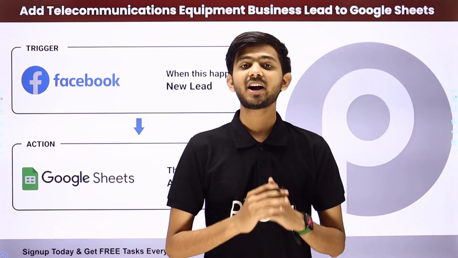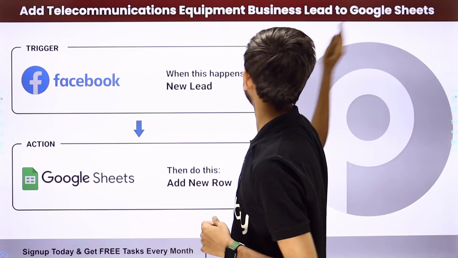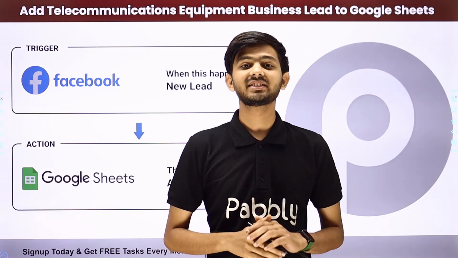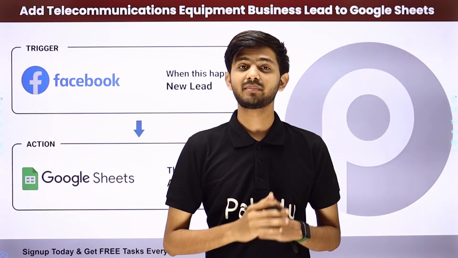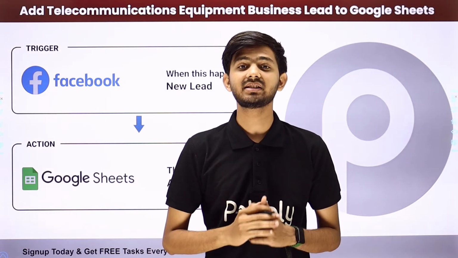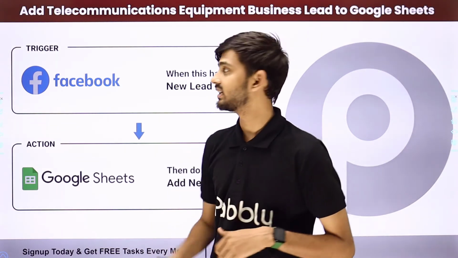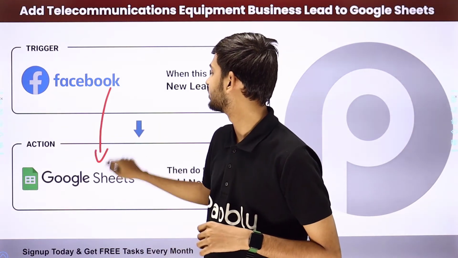Hello everyone, today our topic is how to add telecommunication equipment business leads to Google Sheets. So here our objective is that whenever I get a new lead for my telecommunication equipment business in Facebook Lead Ads, then I want to add these lead details automatically in my Google Sheet. For that, we will create an integration between Facebook Lead Ads and Google Sheets.